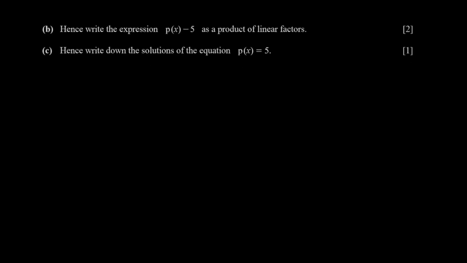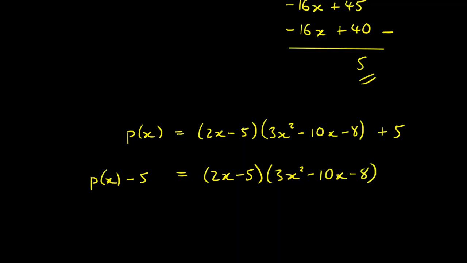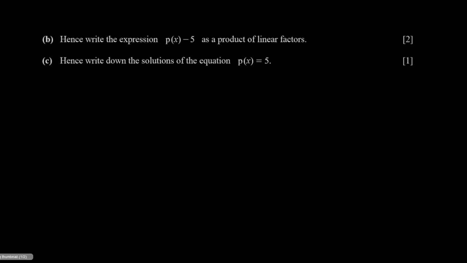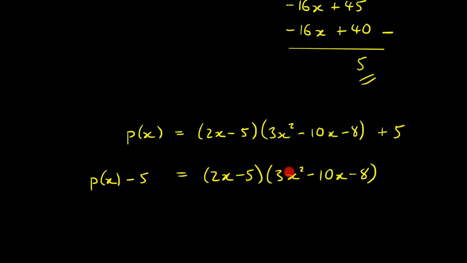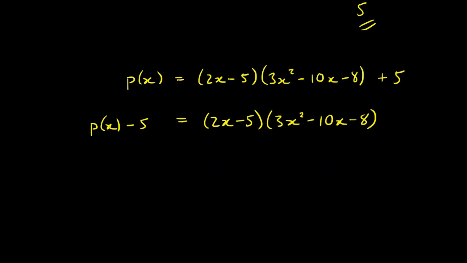Okay, part B and C. Hence, we want to write the expression p of x minus 5 as a product of linear factors. Well, hang on. If we've got p of x is this thing, then all we need to do is subtract 5 from both sides, and we'll get p of x minus 5 is just equal to 2x minus 5 times 3x squared minus 10x minus 8, right? So that's that. But if we read the question very carefully, it says write it down as a product of linear factors, right? Now, this guy here is a quadratic factor, so we're going to need to factorize it once more in order to make it into linear factors.